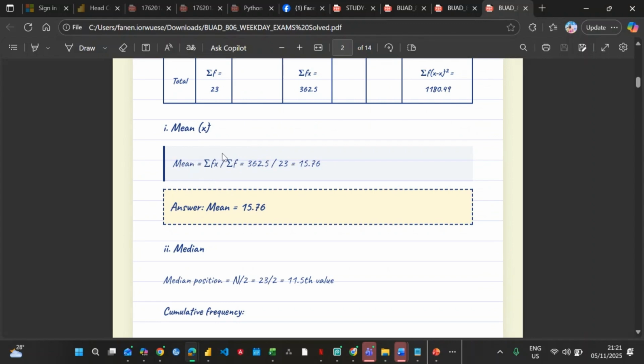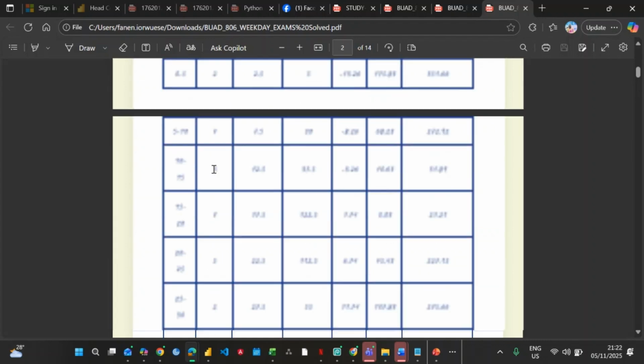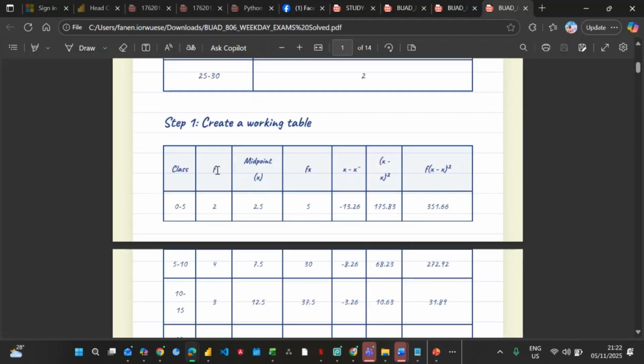For us to calculate our mean, the formula we are using is sigma fx all over sigma f. So this simply means summation of fx. Now fx is x multiplied by f. Do you understand? f multiplied by x. So you have f here and you have x here. So that is why you are having this multiplied by this.